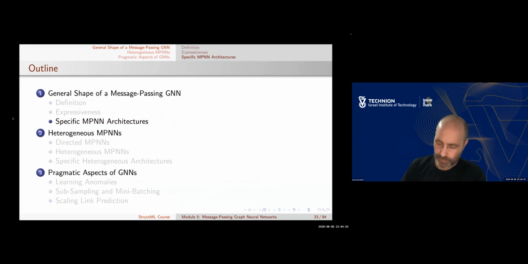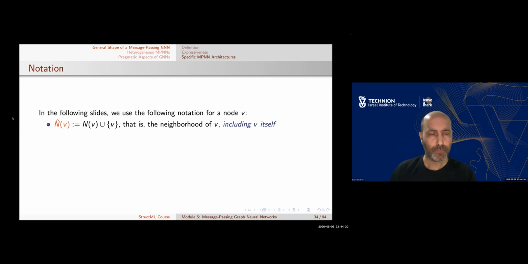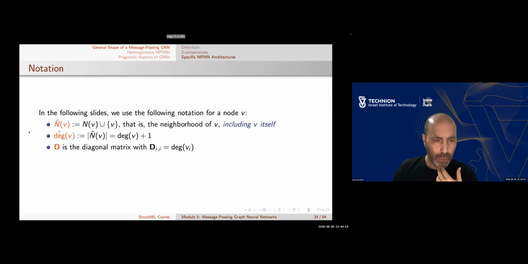Now let's look at some specific GNNs, or specific known MPNN architectures. We're going to use the following notation. For a node V, N hat V denotes the neighborhood of V, the neighbors of V, including V itself. Remember that so far N(V) didn't include V, okay? We also put a hat on the degree, so deg hat is the degree plus 1, V itself, okay?